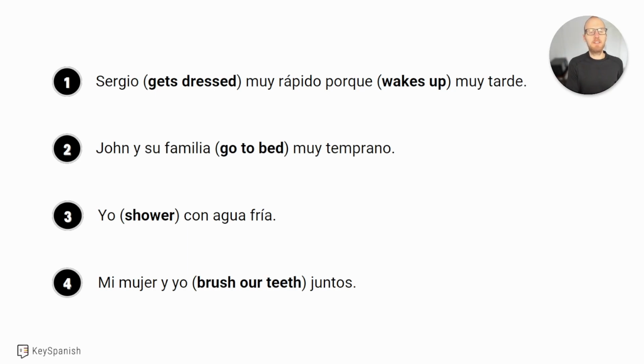Okay, you have 4 sentences and the verbs in English. Sergio gets dressed muy rápido porque wakes up muy tarde. John y su familia go to bed muy temprano. And yo shower con agua fría. And mi mujer y yo brush our teeth juntos. How would you say all of this? You need to know the vocabulary for habitual actions and the proper conjugation of the reflexive verb.